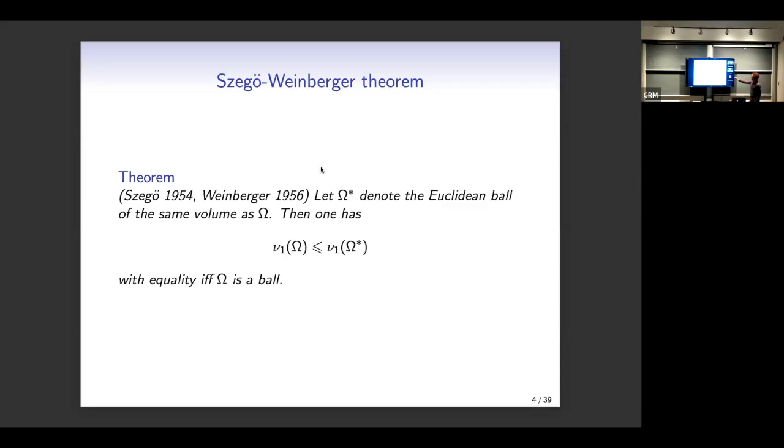And so the story here is that Szegő proved it first for the plane, and then Weinberger two years later proved it for arbitrary dimension. And moreover, equality happens if and only if it's a ball, so the sphere is the only optimal shape. You can ask, what about higher eigenvalues? Of course, it doesn't have such a nice physical interpretation, but in mathematics, it's a perfectly reasonable question to ask what happens for higher eigenvalues.